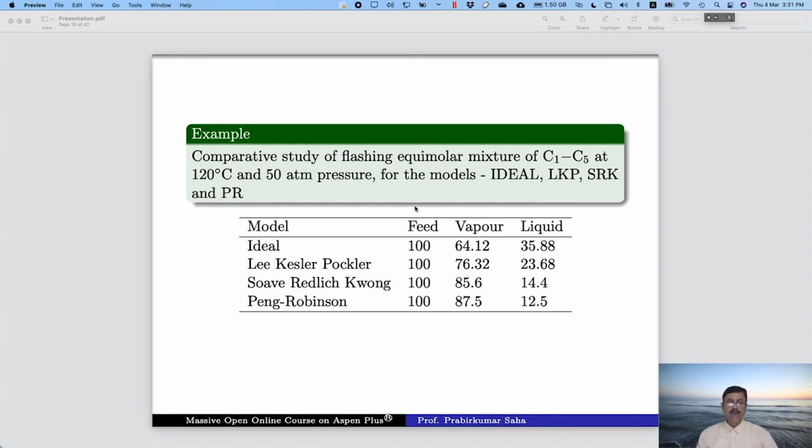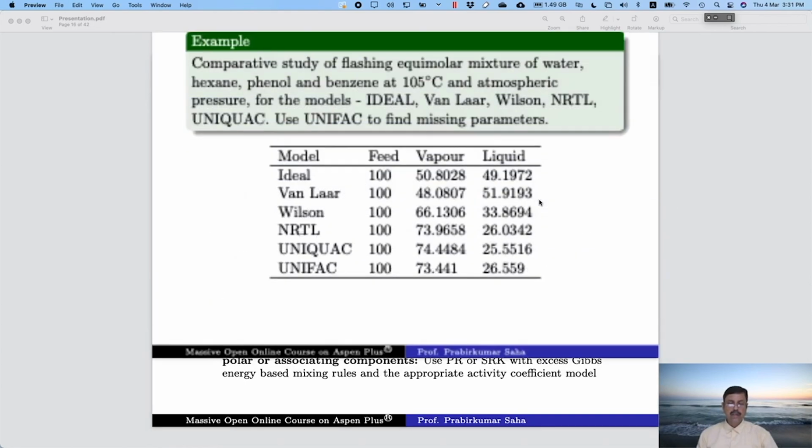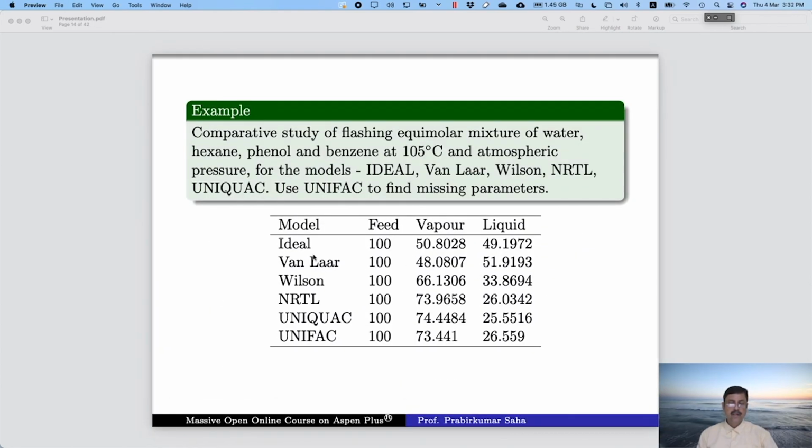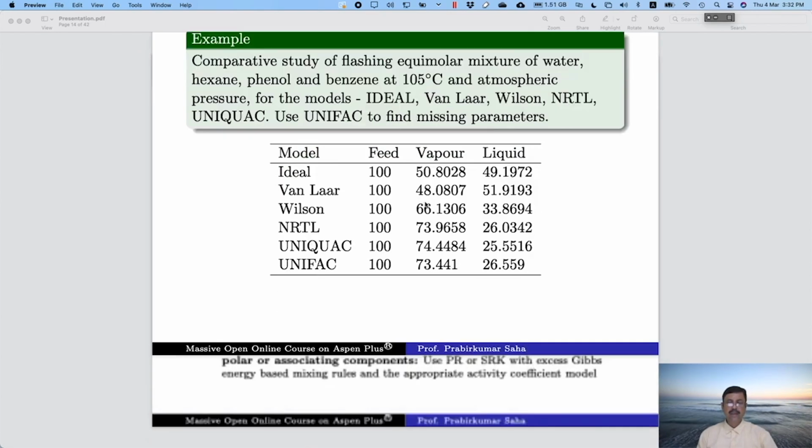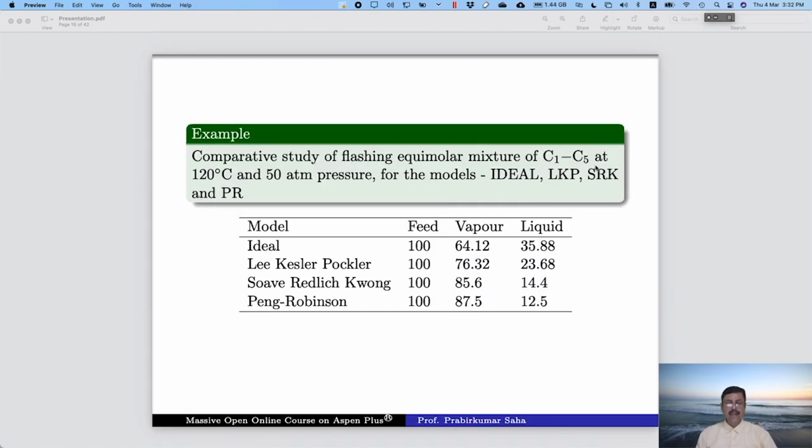And this will be an equimolar mixture. So earlier for this case, we took 25 moles of water, 25 hexane, 25 phenol and 25 benzene because we had 4 components. In this case, we are having 5 components, so we have to take 20 each. So the same thing we have to do and check whether we get these figures for vapor and liquid. So I won't do it here on the Aspen domain. I give it as a task for you to practice.